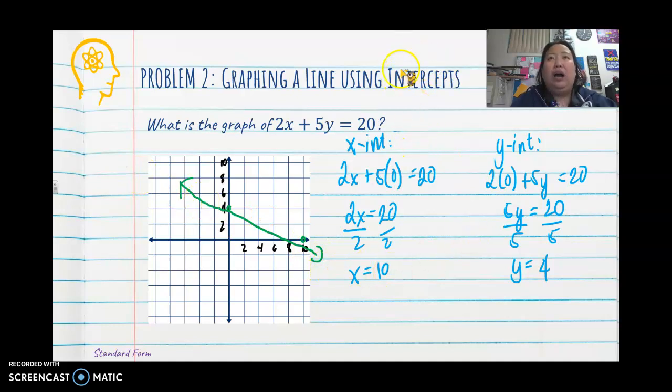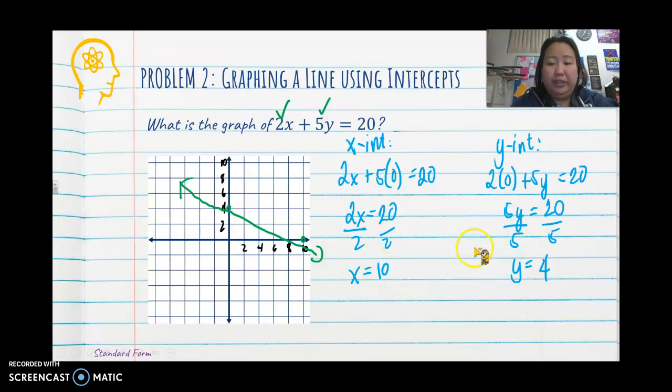Okay? So how do you know when you can use the intercepts to graph your line if it is in the standard form? One tip, okay? You look at the coefficients of your x and y variables and see if both of them can divide the constant, okay? Can you divide 20 by 2? Yes, okay? Can you divide 20 by 5? Yes. So if both of the coefficients can divide our constant without any remainders, then you can use your intercepts to make your graphs and do it quick, okay?